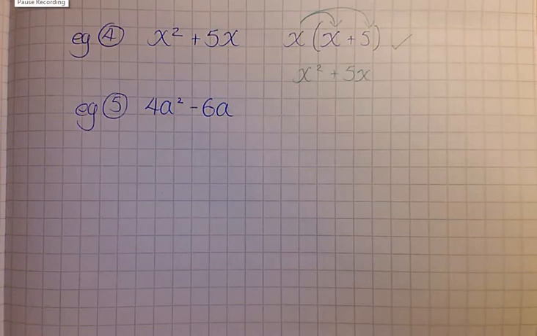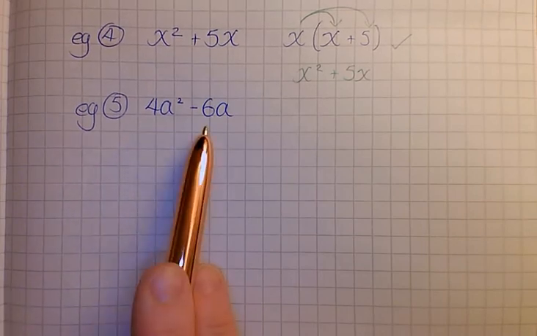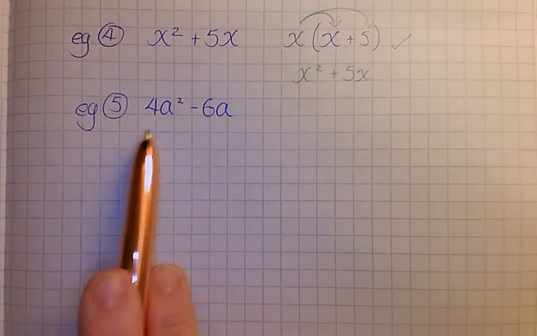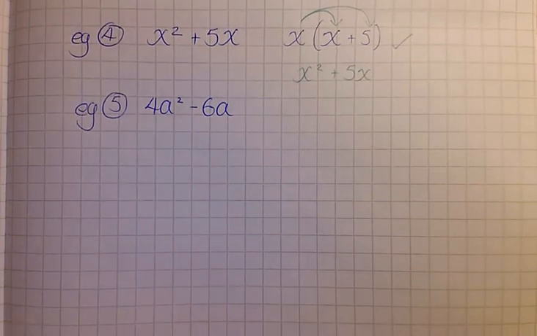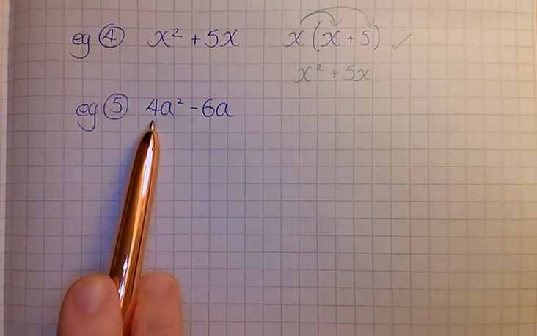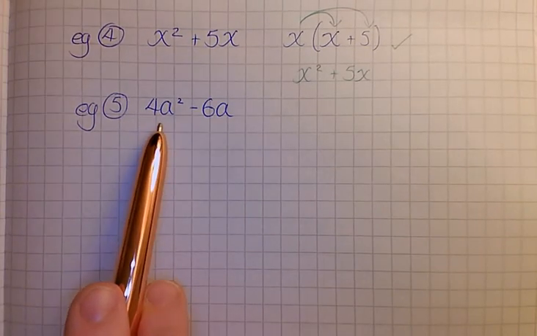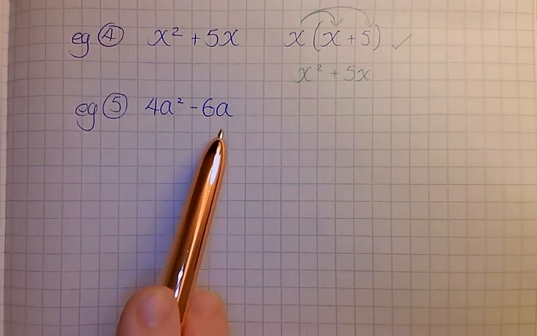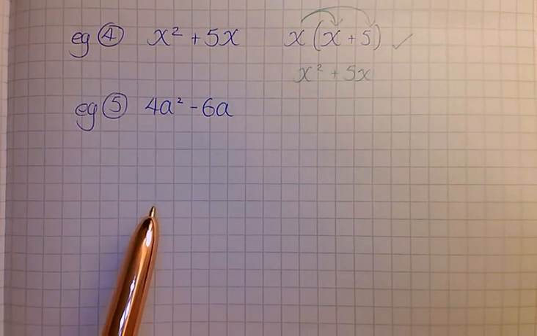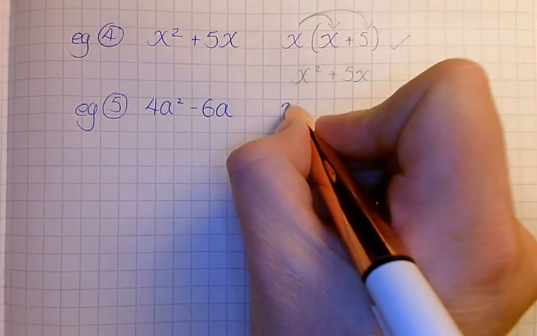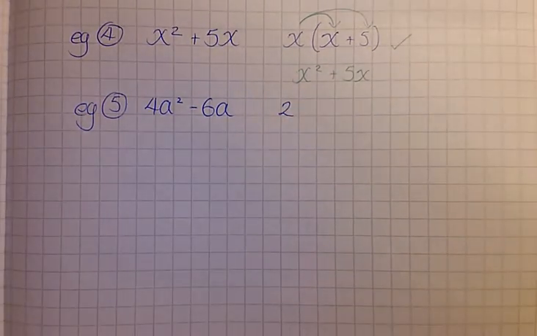Now our next example is slightly different again, because it has numbers in front of both of the letters, it has letters in both of the terms, and we've got a subtraction symbol here. So we're going to use the same methods that we have done already. We're going to look at the numbers first. So we need to think of a common factor of 4 and 6. So the highest common factor of 4 and 6 is 2, because 2 divides into both of those. So I'm going to take that outside of the bracket.